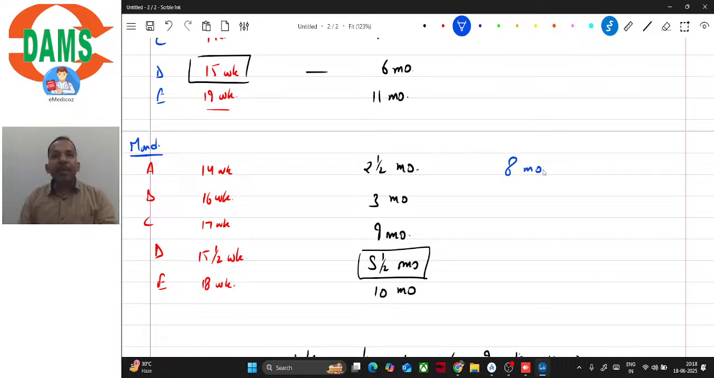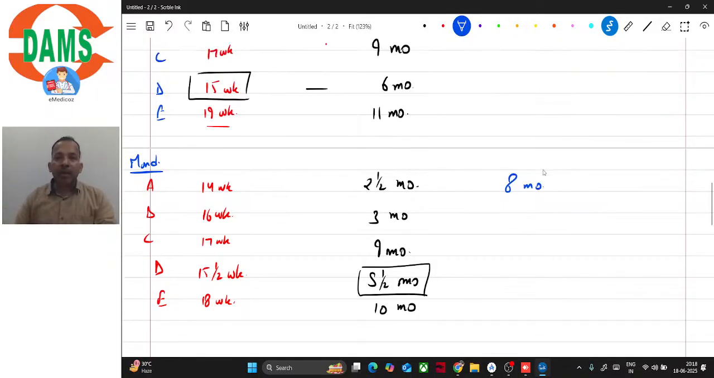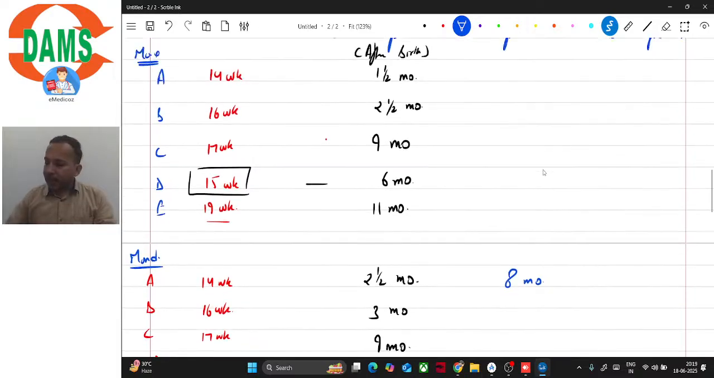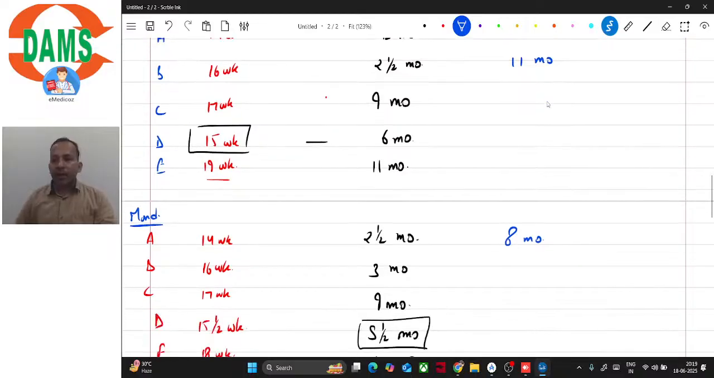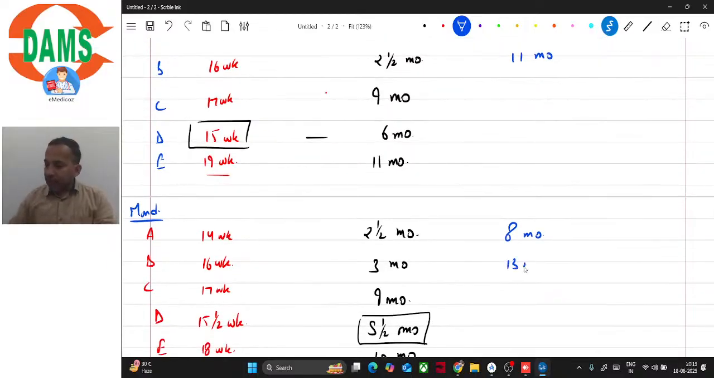So which tooth will erupt next? After the lower centrals, it is the upper central and then upper lateral, right? So upper central erupts at 10 months, then upper lateral will erupt at 11 months, right? So the sequence is lower central, then upper central, upper lateral, then lower lateral. So lower laterals will erupt at 13 months, isn't it? So incisors 8, then 10, then 11 and then 13.